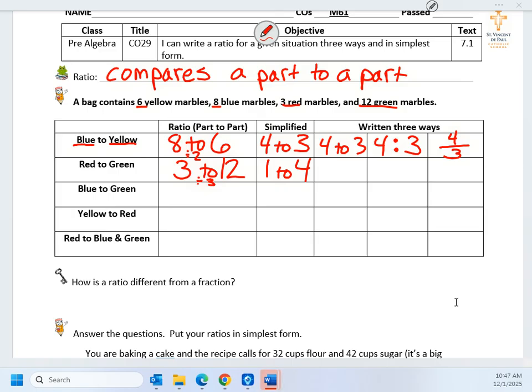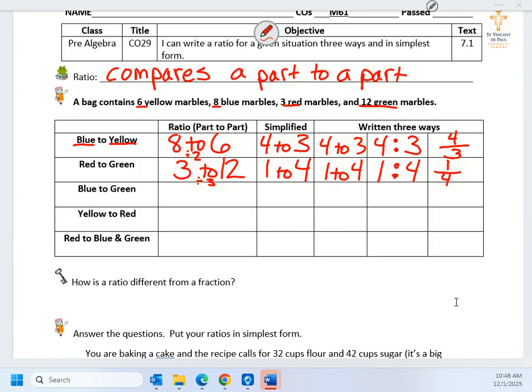Now I need to write it in our 3 different ways. First way, using the word to. Second way, we replace the word to with our colon, the 2 dots. And the last way, we put it so it looks like a fraction, 1 to 4, 1 over 4. Next row, blue to green. What would that look like?